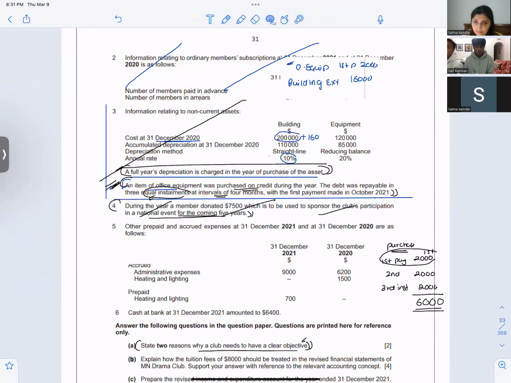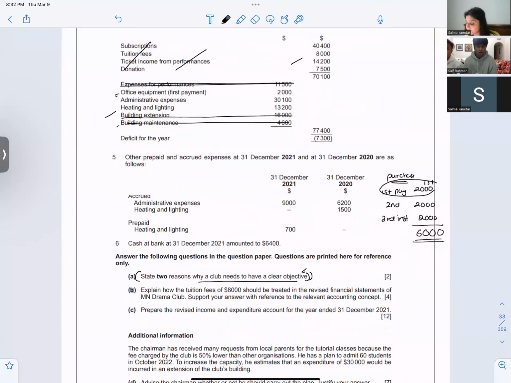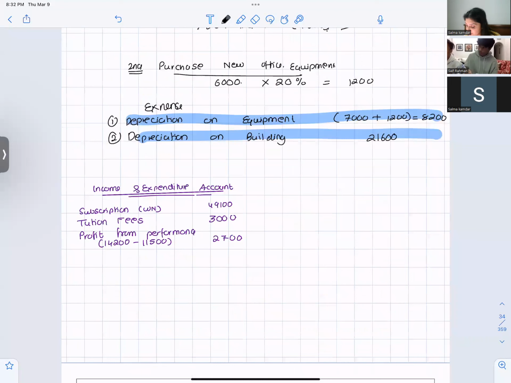Payments don't have adjustments, right? No. Start with expenses. Expenses for performance were struck out. Now for office equipment and for building, you will not write this, and instead you will write what? We'll write depreciation. Depreciation on office equipment and depreciation on building. So these are the three incomes that I have, and I will do the total over here. Please give me the total. 54,800.